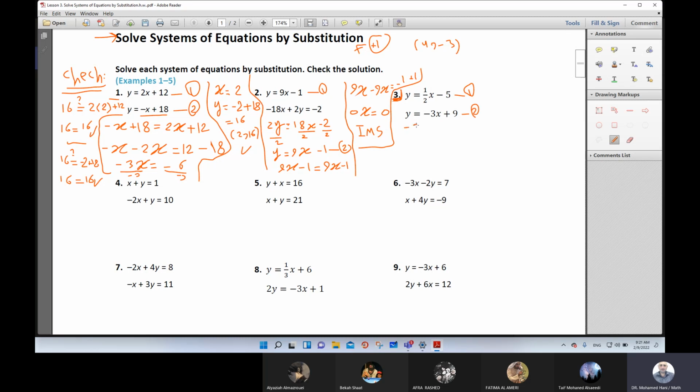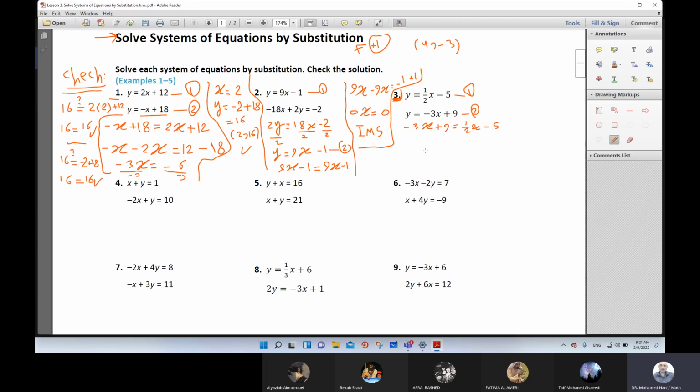So -3x plus 9 equal, this is the value of y in the first equation, equal, the second side here will be 1 over 2x minus 5.